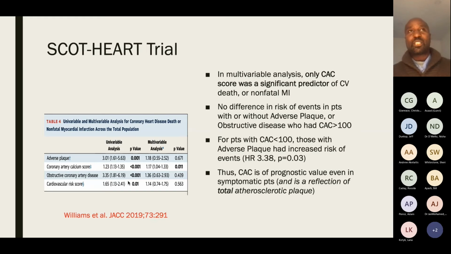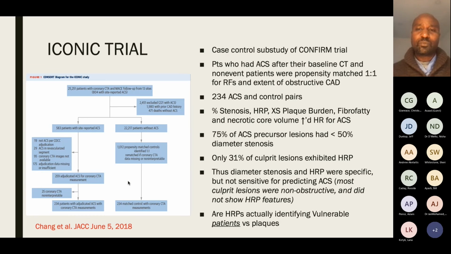And this was an interesting finding because calcium scoring up to this point had always felt to be mainly of prognostic importance in asymptomatic patients for primary prevention risk stratification. So this found that calcium scoring was a prognostic value even in symptomatic patients. And the thinking is probably because it reflects the total atherosclerotic plaque. So as calcium score goes up, both your amount of calcified and non-calcified plaque is going up as well. So it's a surrogate for total plaque, and that's probably why it's the most robust risk predictor. But again, when your calcium score was lower, adverse plaque features did significantly increase risk of events.